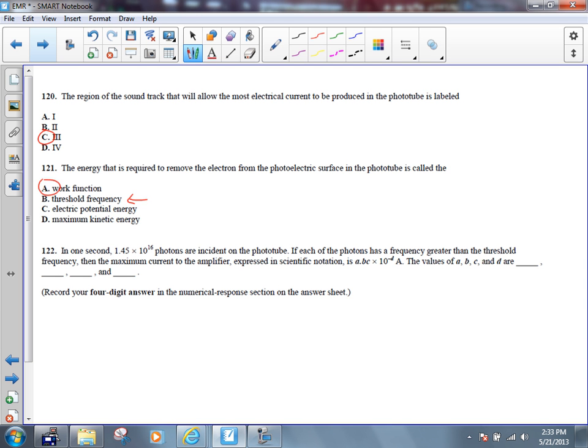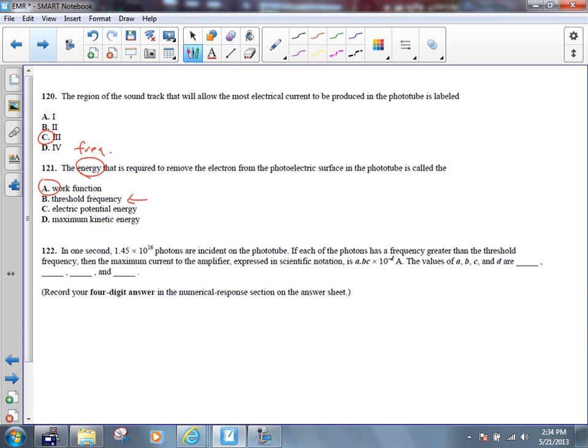How could we change this question to make B the correct answer? One word. Let's change the stem of the question by one word to make B the correct answer, not A. Which word would we change? We're going to change energy to frequency. The frequency that's required to move the electron is the threshold frequency. The energy required is the work function.